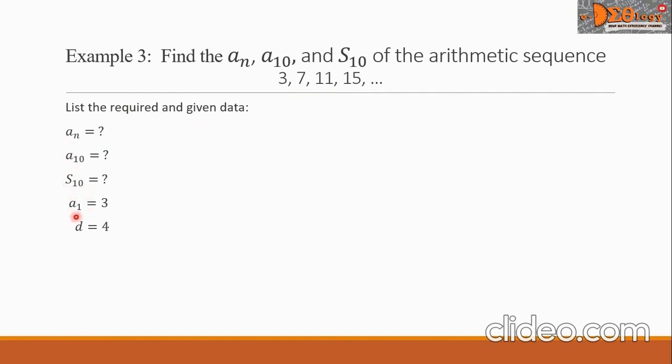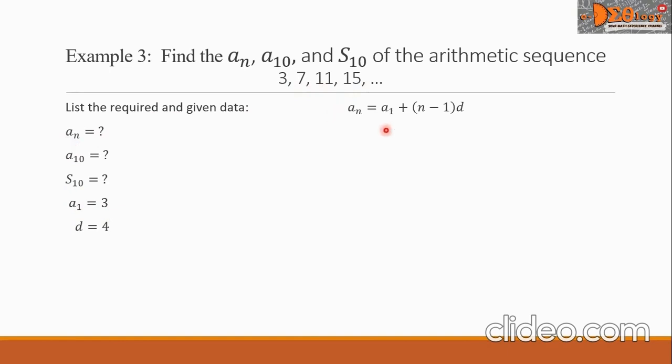Given is a sub 1. That is the first term, which is 3. And the d, which is equal to 4. Although it is not readily given in the problem, we can compute it by subtracting two consecutive terms, like 7 minus 3 is 4, or 11 minus 7 is also 4. 15 minus 11 is also 4. So let us start by solving a sub n.